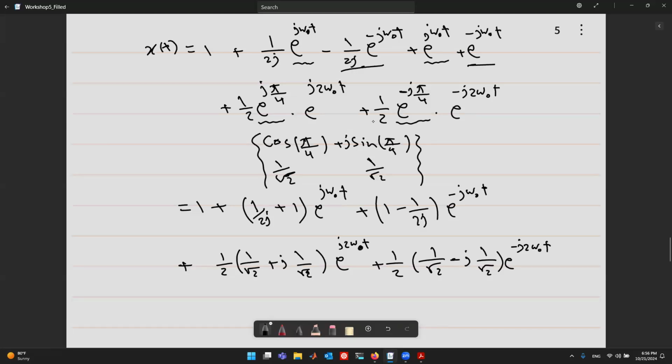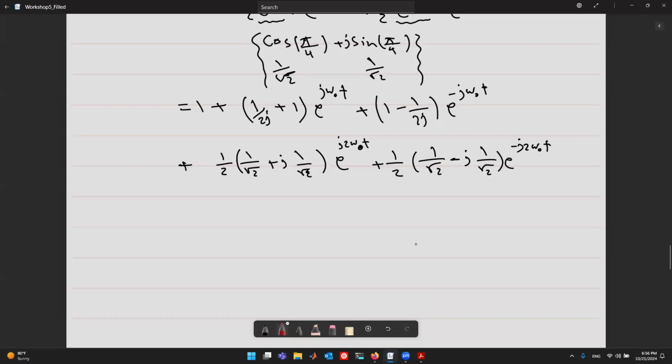Now, can you see from here the Fourier series coefficients? Can you see them? It's just that the j's, some are negative, some are positive. Yeah. So those terms, this one, this one, this one, and this one are the Fourier series coefficients.